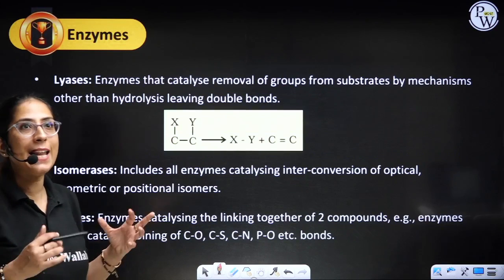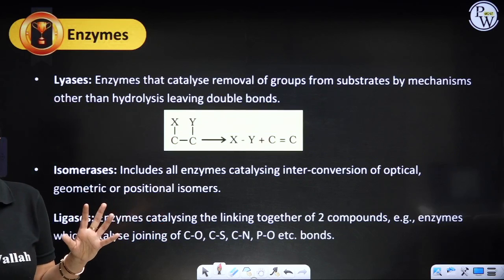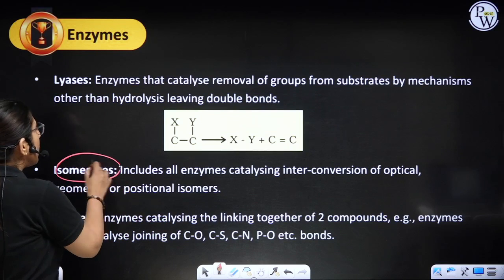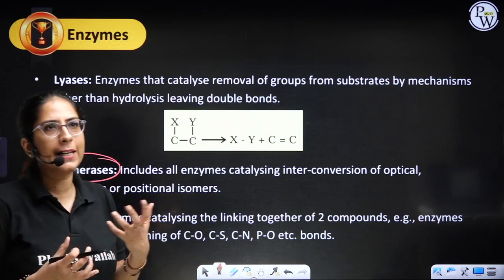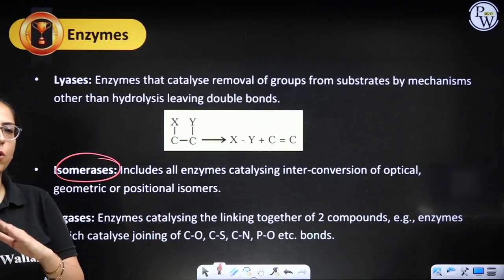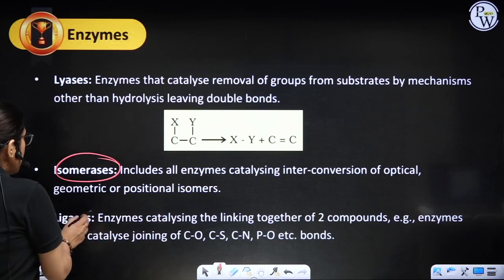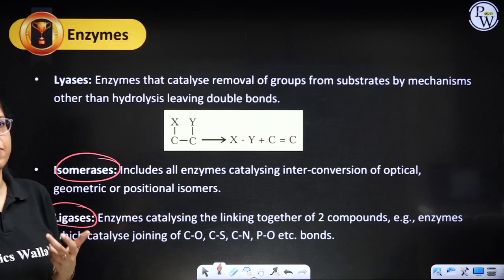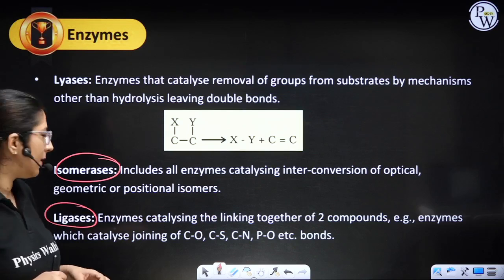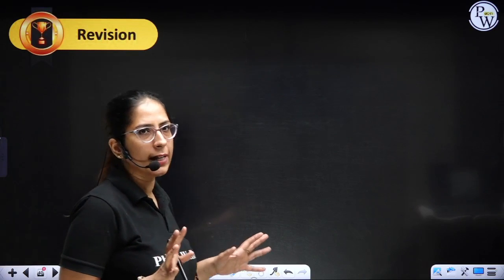Next we have lyase. Lyase does what? It removes a group from the substrate. Lyases. Isomerases, they are what? They are the interconversion of optical isomers, right? Optical, geometrical isomers, whatever it is, they are just converting it. Ligases are also termed synthetases. So they join two molecules together. Ligases. Clear?